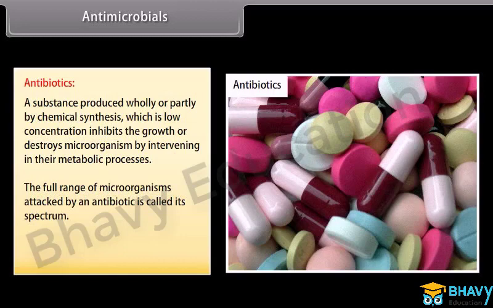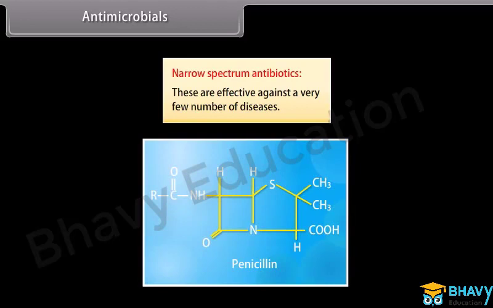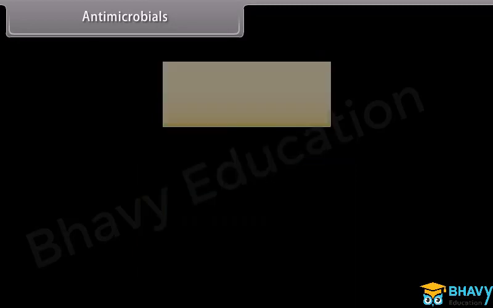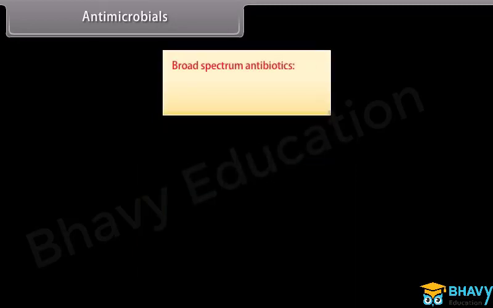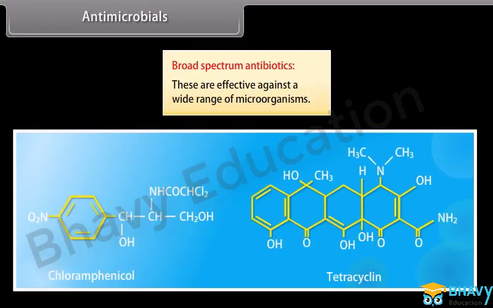The full range of microorganisms attacked by an antibiotic is called its spectrum. Antibiotics can be divided into two types. Narrow-spectrum antibiotics. These are effective against a very small number of diseases. For example, penicillin. Broad-spectrum antibiotics. These are effective against a wide range of microorganisms. For example, chloramphenicol and tetracycline.